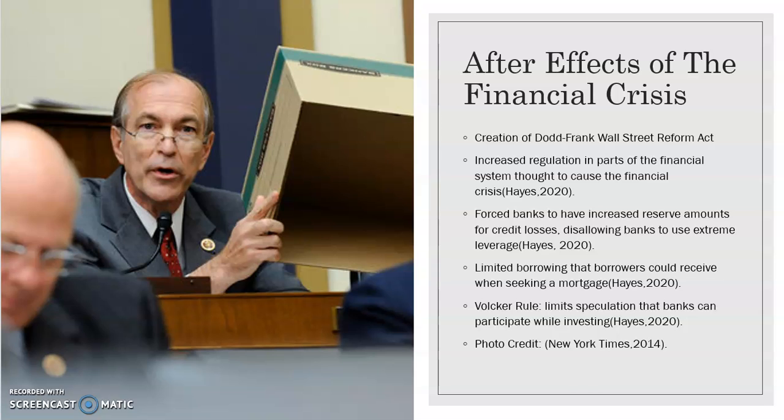Lenders could no longer lend subprime mortgages. Instead, you had to have a healthy down payment and a healthy credit score in order to get a mortgage. The Volcker rule limited speculation by banks, what they can and cannot do while investing with depositors' money.